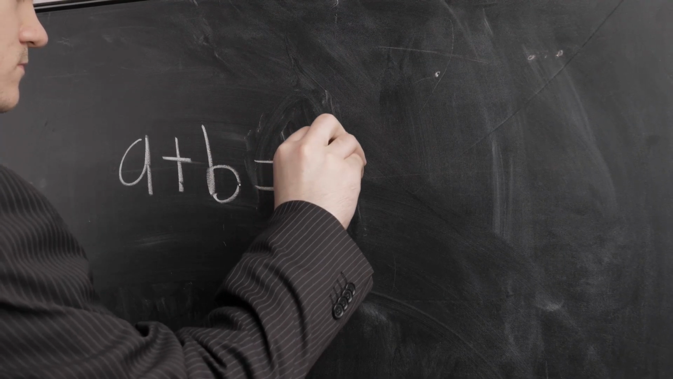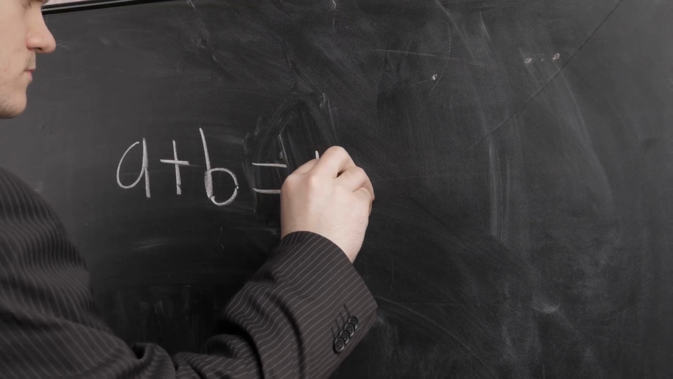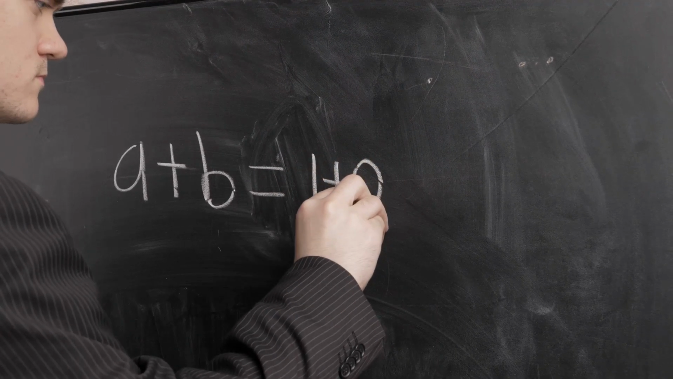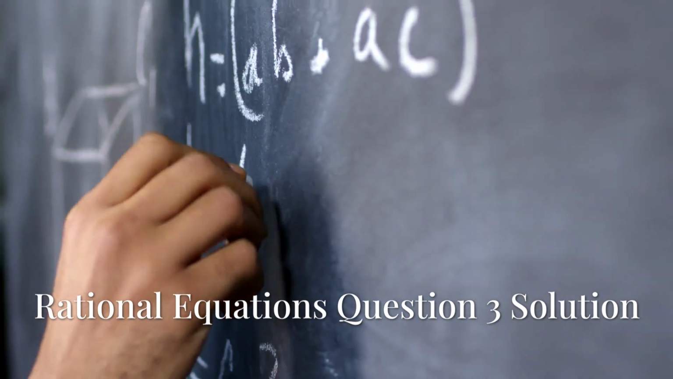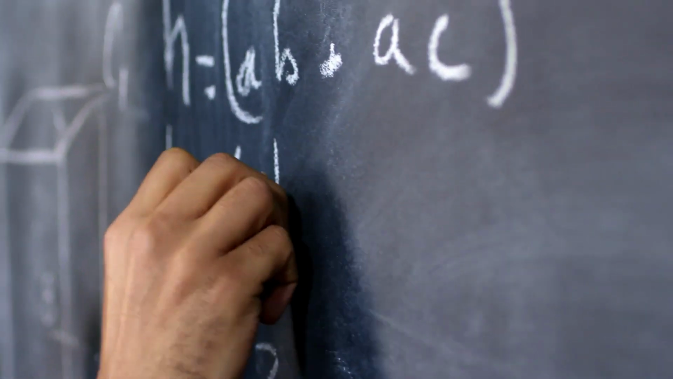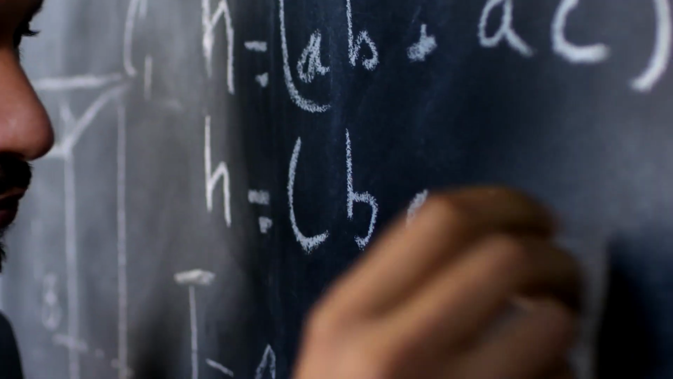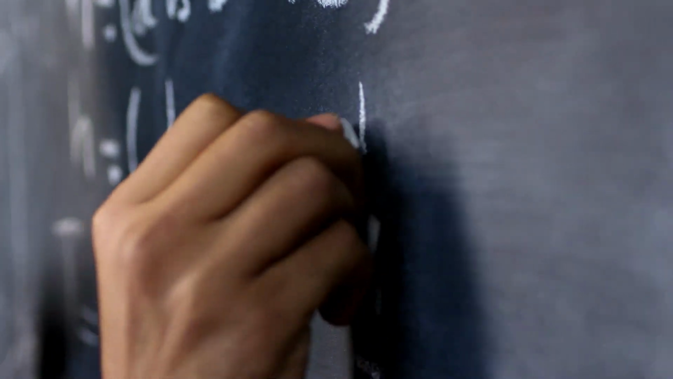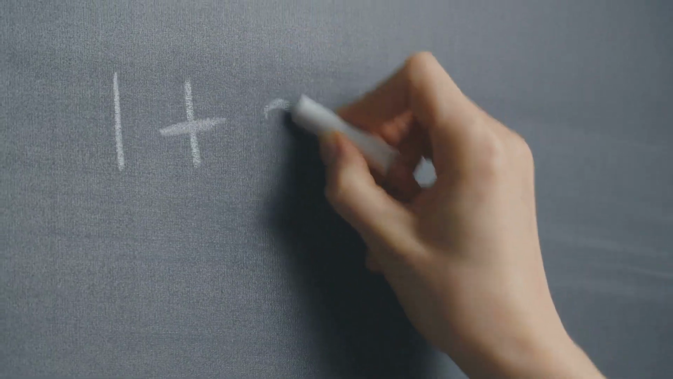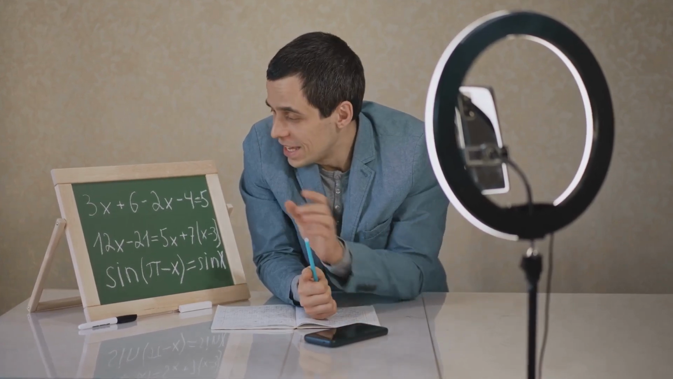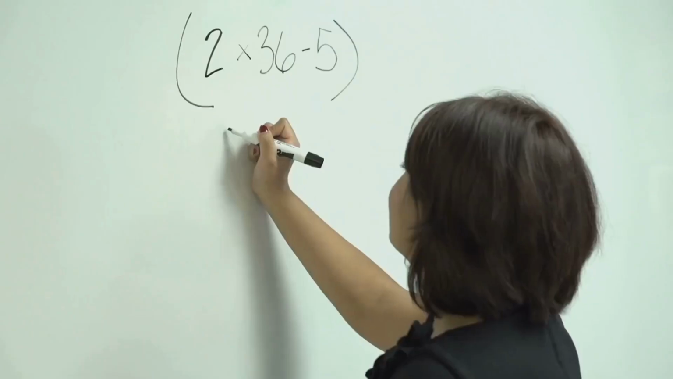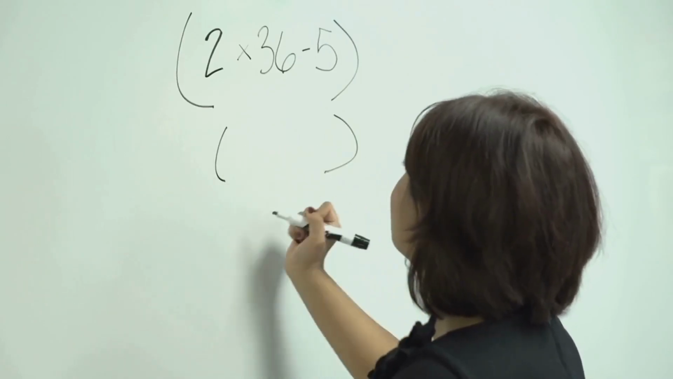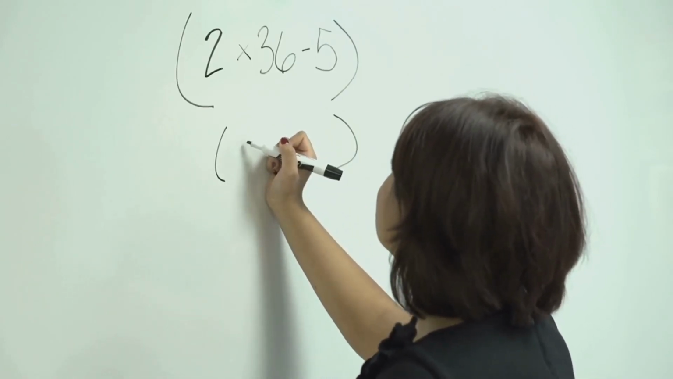Question 3. Solve the rational equation. The fraction x plus 2 over x minus 3 equals 4. What is the value of x? To solve the rational equation, we start by eliminating the fraction. We can do this by multiplying both sides of the equation by x minus 3, assuming x is not equal to 3 to avoid division by 0, so we have x plus 2 equals 4 times the quantity x minus 3.